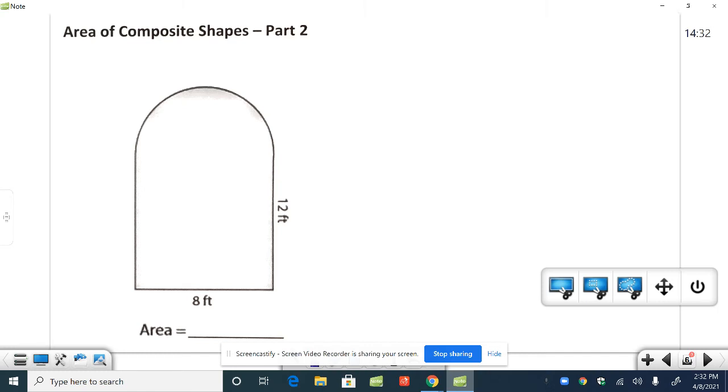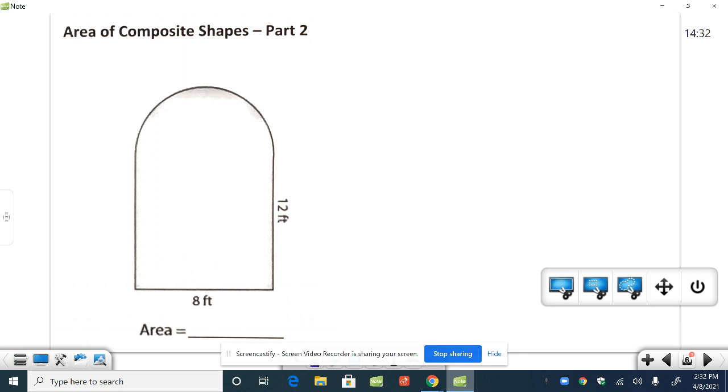All right, guys, today we're going to continue working with composite shapes. And composite means that we're putting multiple shapes together. Yesterday we worked with mostly the easy formulas, triangle and a square, rectangle. Today we're going to add some other shapes that we have worked with in the past. So we're going to start with this first one here.